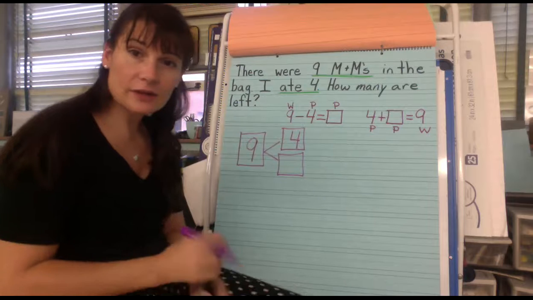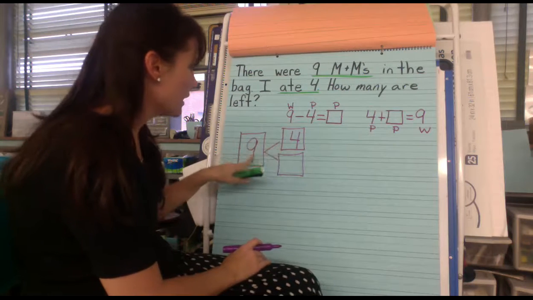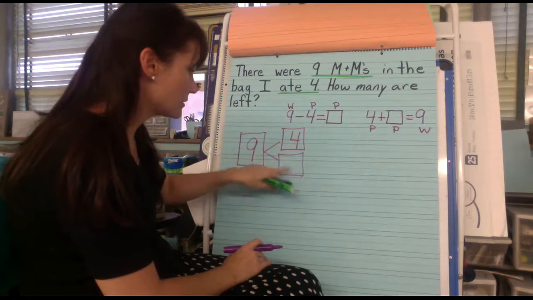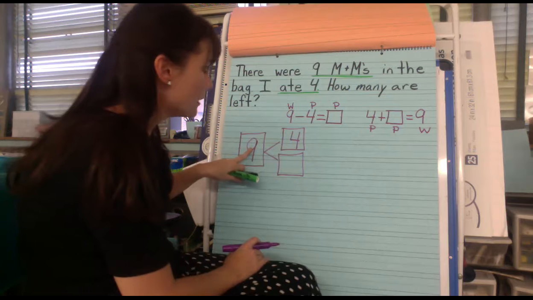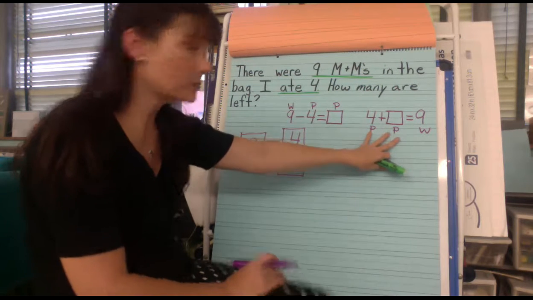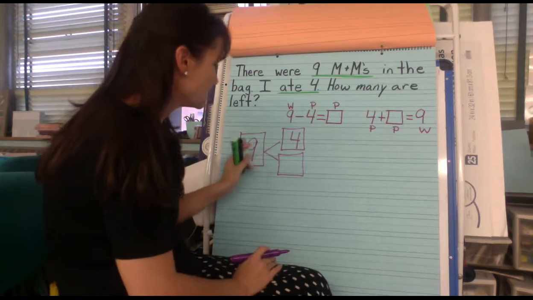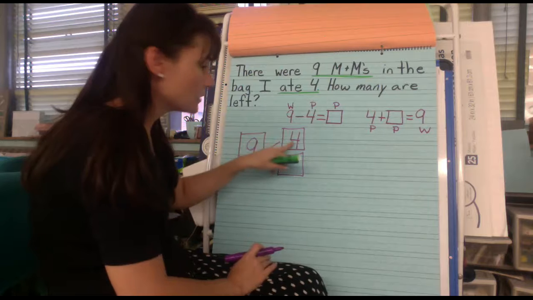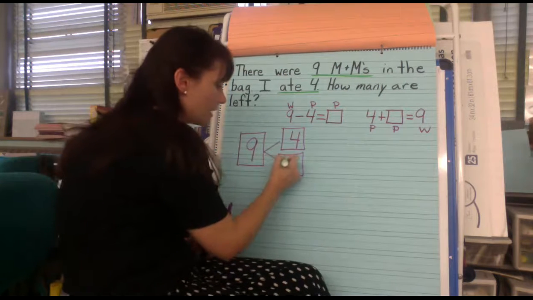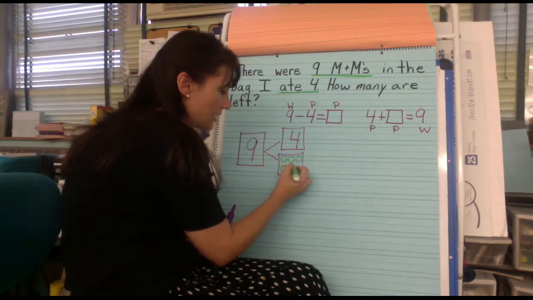Okay, guys, great thinking. So I know that 9 minus 4 equals my part, and 4 plus my part equals my 9. So I am going to start with my counting on to help me with the subtraction problem. If I had 4, I'm going to count on until I say the number 9. So count with me. I have 4, 5, 6, 7, 8, 9.